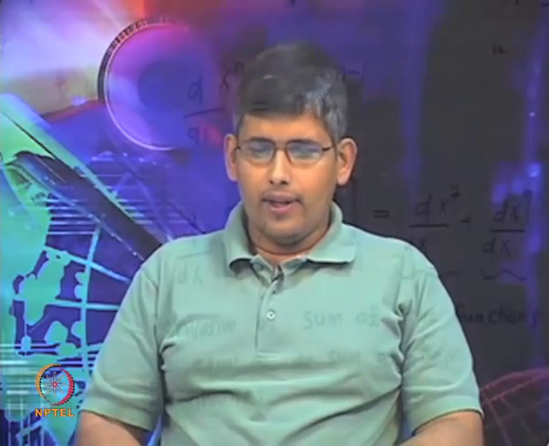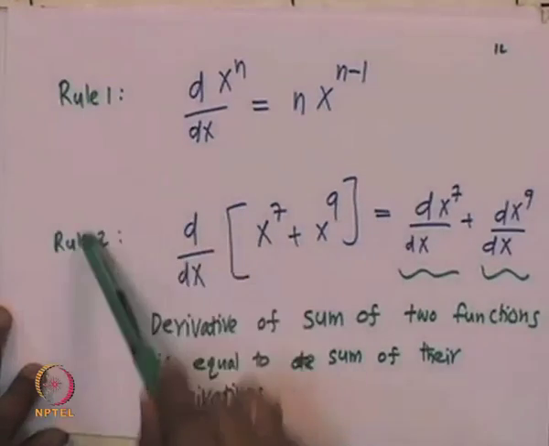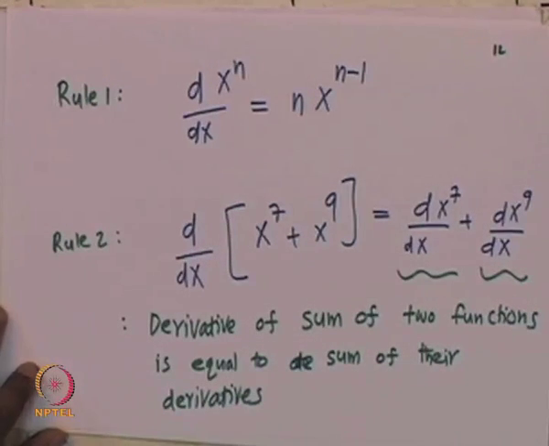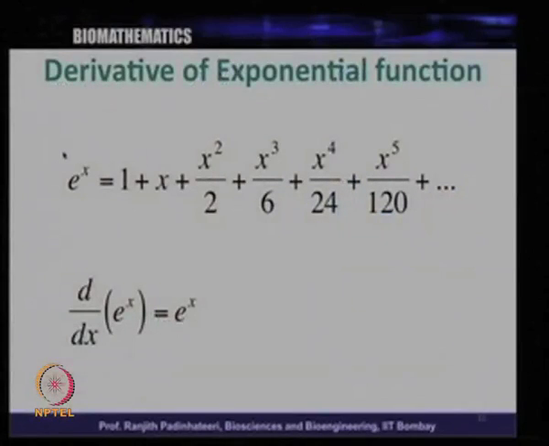As we saw, if we know these two rules, rule 1 and rule 2, we can calculate derivatives of many functions. Let us take the example of the exponential function. The exponential function e power x is nothing but 1 plus x square by 2 plus x cube by 6 plus x power 4 by 24 plus x power 5 by 25 plus so on and so forth up to infinity. So, this is a sum of infinite terms.